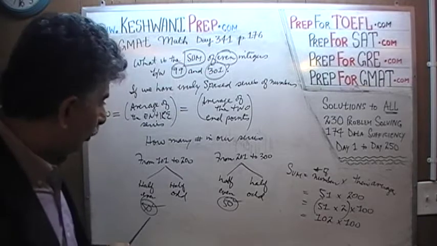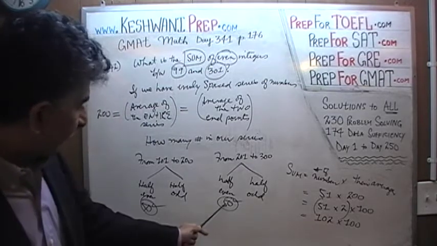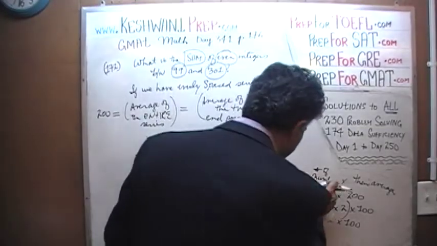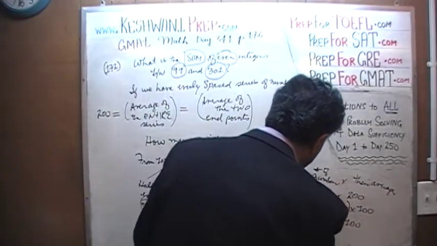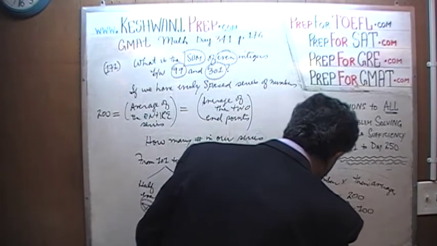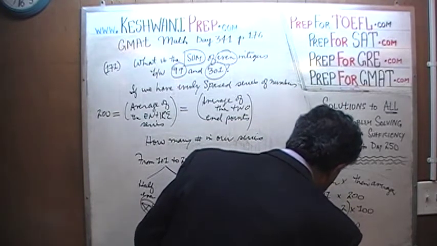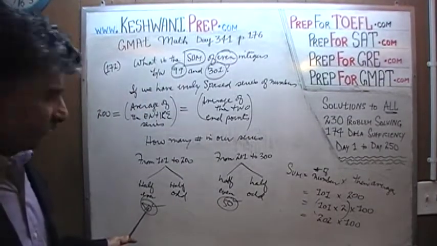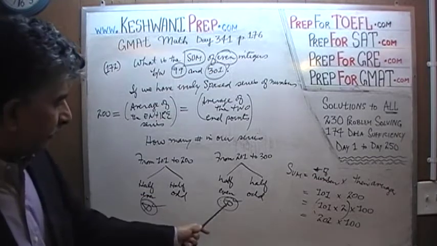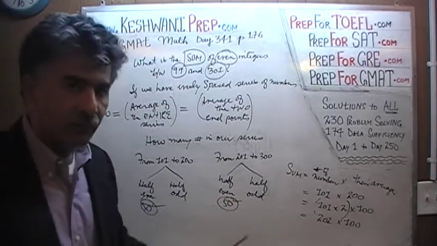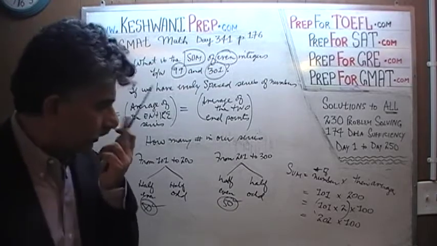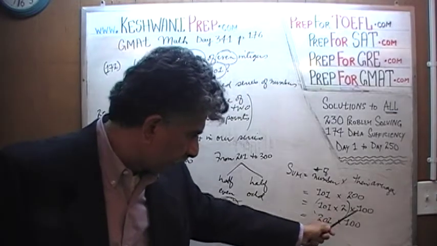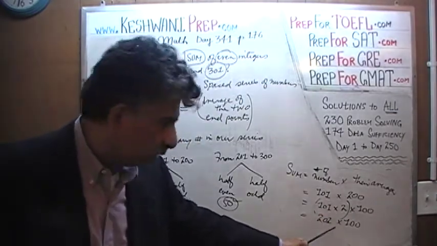Is it 51? Oh no, it's not 51, it's 101. 50 plus 50 is 100, and 1 is 101. So it's 202 times 100. I made a mistake. 50 even numbers from 101 through 200, 50 even numbers from 201 through 300, and of course our series begins with 100, not 102. So 101 times 200, which is the same as 101 times 2 times 100. 101 times 2 is 202 times 100.